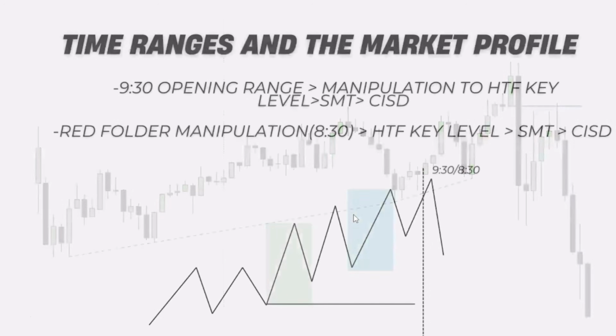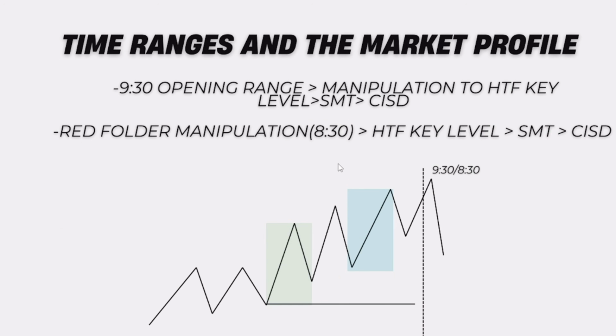So you should be focusing on the time ranges and then the market profile. If the 9:30 opening range has a manipulation, then the 10 a.m. will be the distribution, or maybe the 9:30 will be the distribution at the same time. When it comes to price, if it manipulates higher into this London session high and then goes to the high time frame key level and creates an SMT, it will be the distribution from there after the manipulation. There is no way that the price can just consolidate here. So every single time, just go to the charts and see.